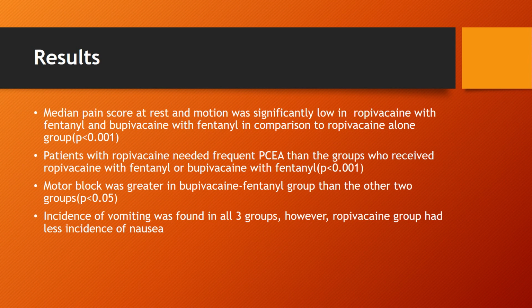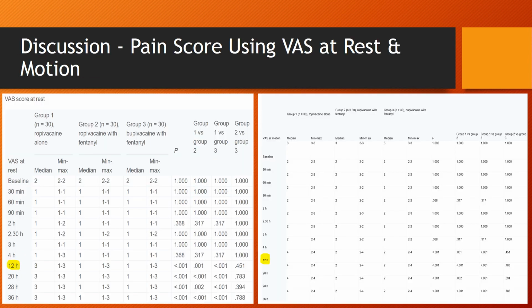Motor block was greater in the bupivacaine fentanyl group than the other two groups. Incidence of vomiting was found in all three groups, but the ropivacaine group had a lower incidence of nausea. By looking at the tables, you can see that pain score up to 4 hours after the surgery, at rest and at motion, was comparable in the groups. However, after 4 hours, the median pain score was significantly lower in the ropivacaine with fentanyl and bupivacaine with fentanyl groups at rest and at motion as well.